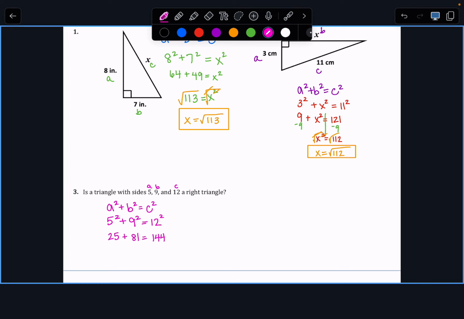Carlos. Is this true? What's 25 plus 81? 106. Oh, yeah, you're right. I'm sorry. 106. Does that equal 144? No. So no, it's not a right triangle.